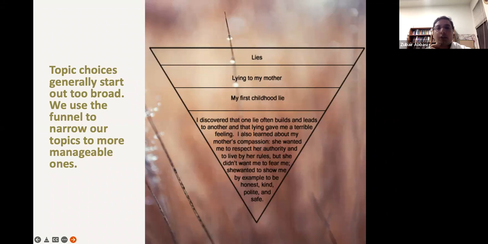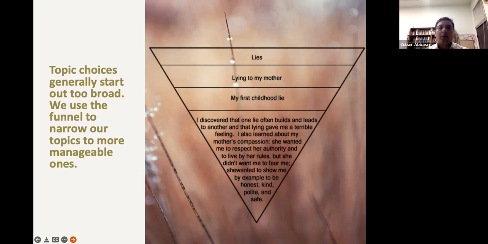And when choosing your topic, always bear in mind that you have to start from general and then go to the specific, right? So your topic must not be either too broad or too narrow. You always start from the broad and then slowly narrow it down. So here is the example of lies, and then lying to my mother is more specific, and then my first childhood lie is very specific.